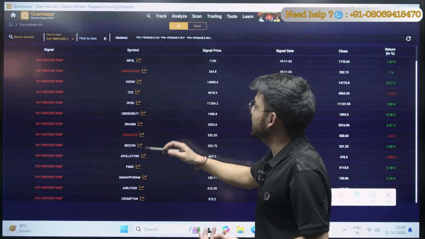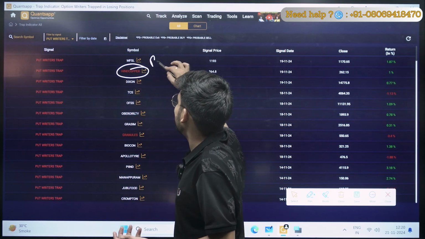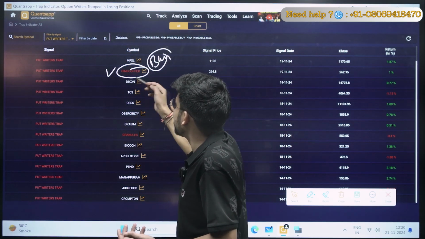Similarly, I'll see in the Hind Copper. Hind Copper is currently in the ban list, so that is why it is showing me in the red color.